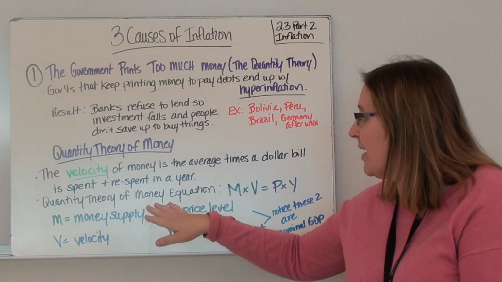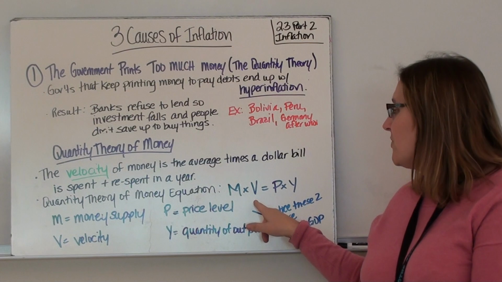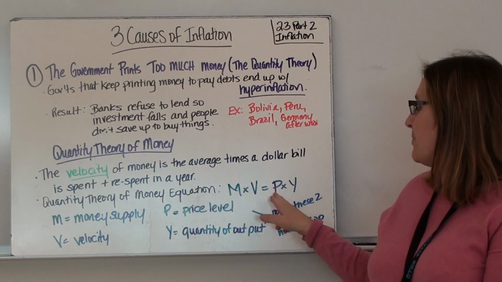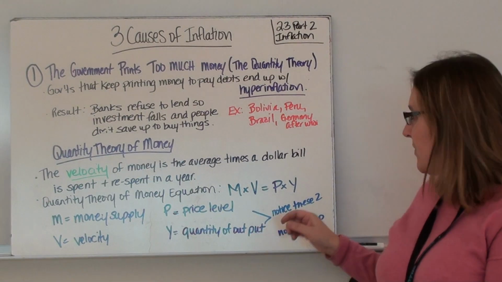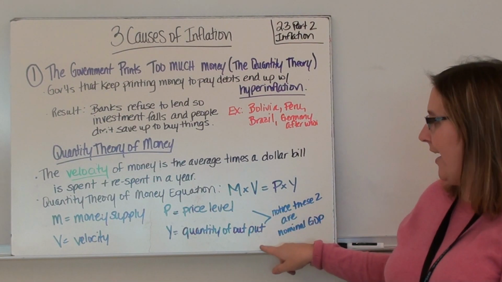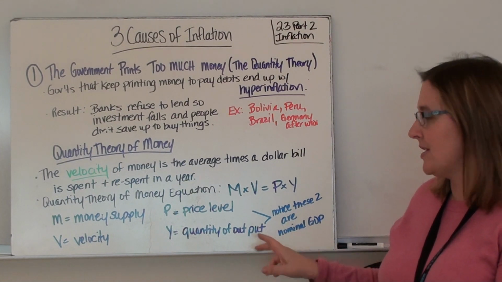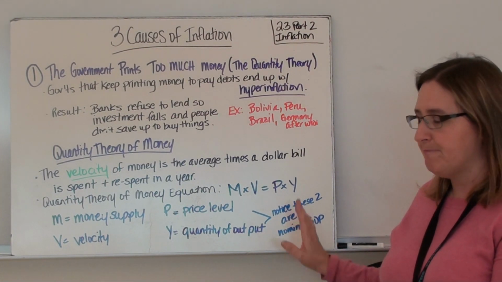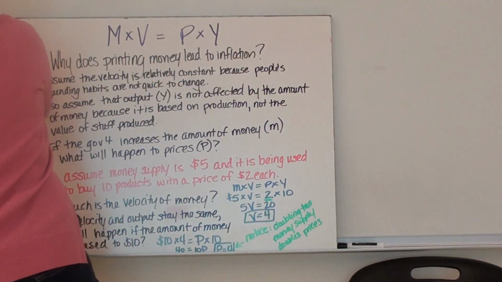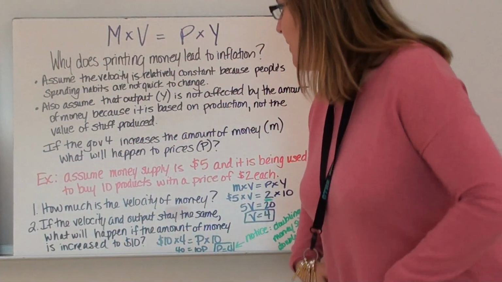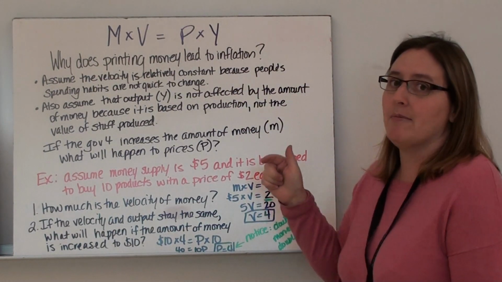So the quantity theory of money equation is M, which is money supply, times V, which is velocity, equals P, the price level, times Y, the quantity of output. Notice that P and Y together, the price level and the quantity of things that have been produced, is nominal GDP. So just keep that in your head. So if we put this to practice, M times V equals P times Y.